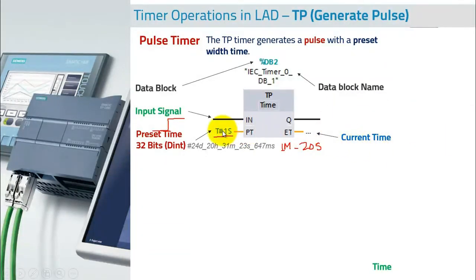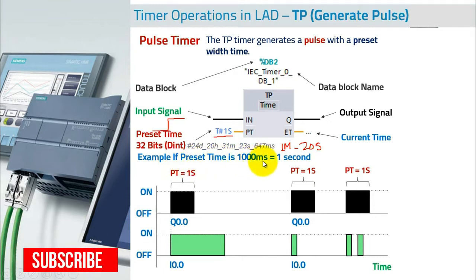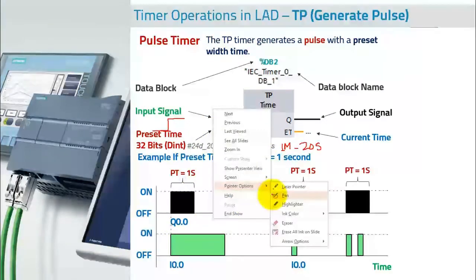Now the current time means when you start the timer, this will show you how much time it has already executed. And then you have the output. Now what will be the output signal, how will the output come, how will the pulse be generated? Let's see that in a diagram. We have an example where the preset time is 1000 milliseconds or 1 second. If you give 1 second here, how will the timer behave? So have a look at this diagram.